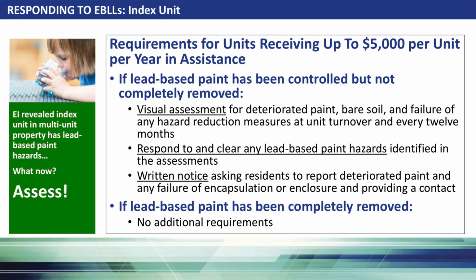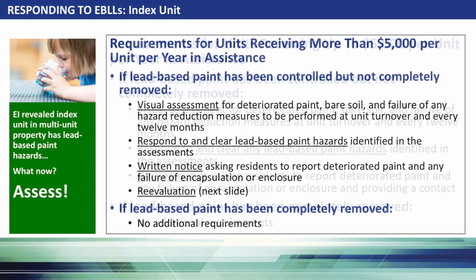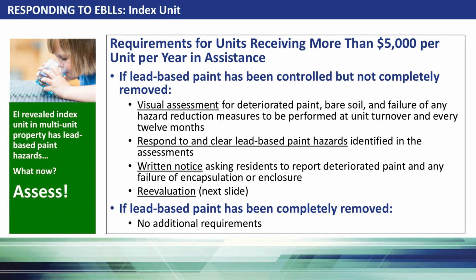If all lead-based paint has been removed from the unit, the owner has no additional requirements with respect to lead-based paint assessment. For units receiving more than $5,000 per unit per year in assistance, the same steps apply if lead-based paint has been controlled but not completely removed. The owner is responsible for ensuring that the unit has regular visual assessments for deteriorated paint, bare soil, and the failure of any hazard reduction measures, for responding to and clearing any hazards identified, and for notifying residents.